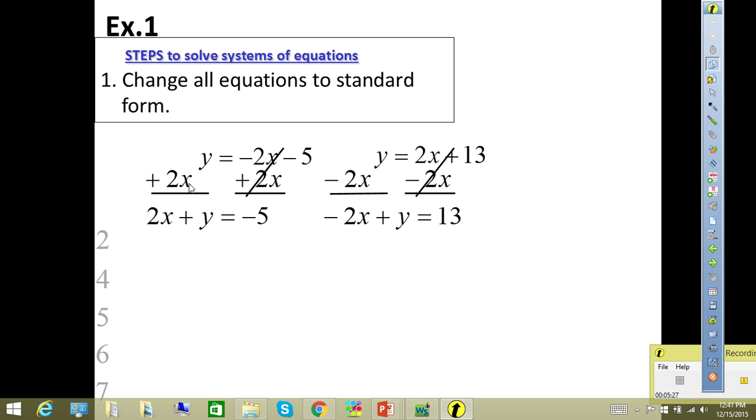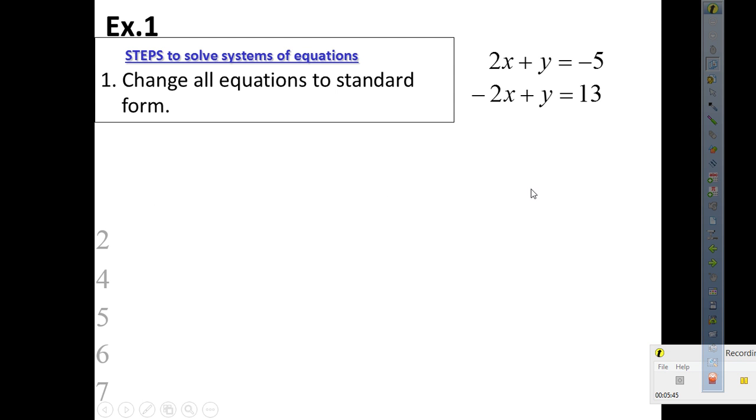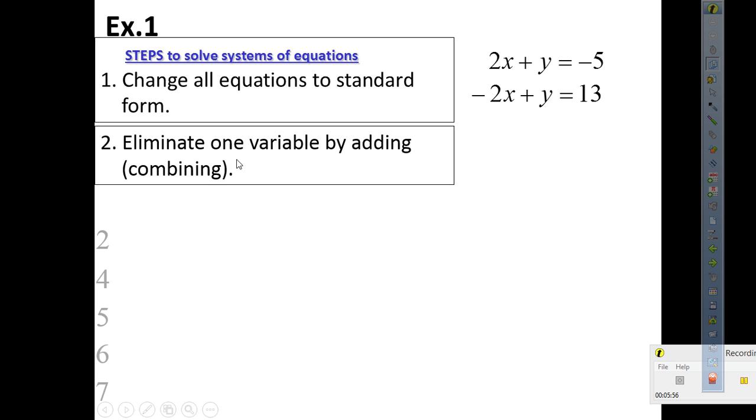Next, what I'm going to do, focus, please. I'm going to rewrite these two, one on top of the other, over here. So I have 2x plus y equals negative 5 and negative 2x plus y equals 13. Don't copy this yet, just pay attention. I'm going to the next step. Eliminate one of the variables by adding or combining. Check this out.